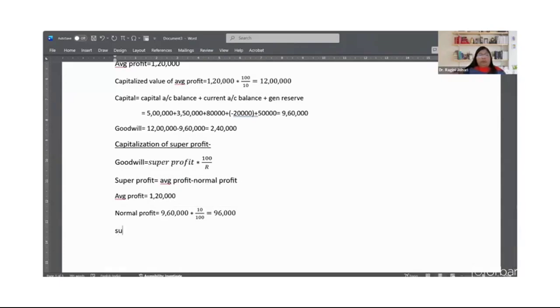So my super profit will be 1,20,000 minus 96,000, which is equal to 24,000. Now the value of goodwill using capitalization of super profit: super profit is given to us as 24,000 multiplied by 100 upon 10. This becomes 2,40,000. See, the answer is the same using both the methods.